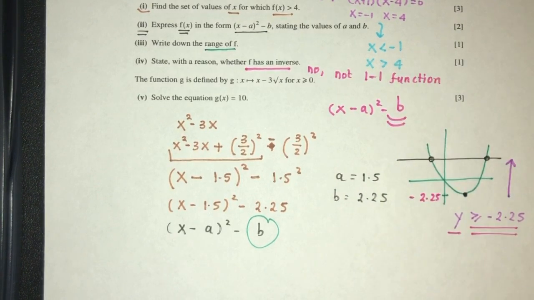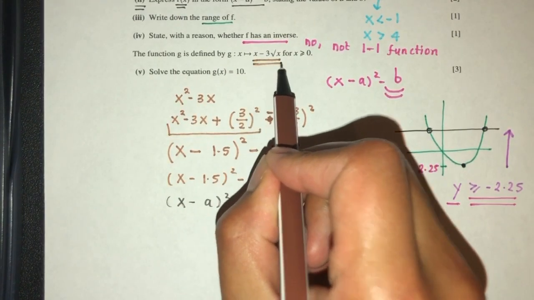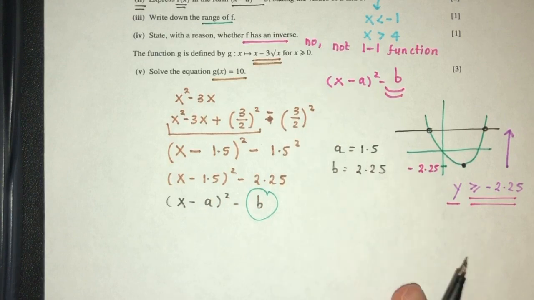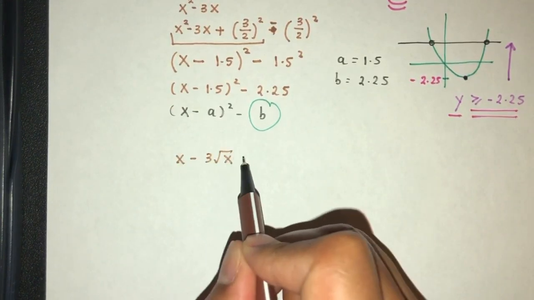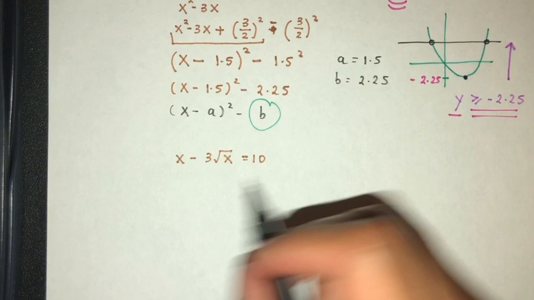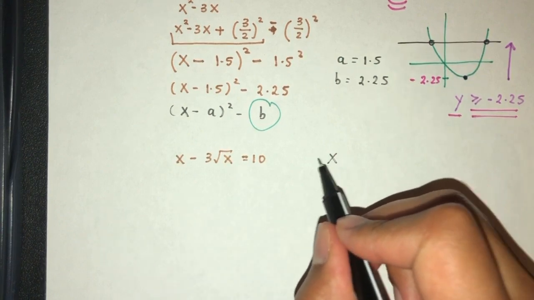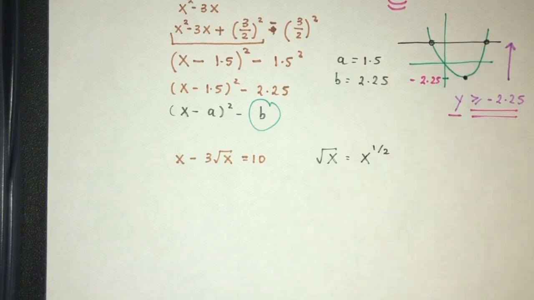Okay, now let's move on to the last question. We are given that g of x is equal to this. We have to solve this equation. So here we have x minus 3 root of x is equal to 10. So let's try to solve this equation. We have to know something here. What is root of x? It is x power half, right?